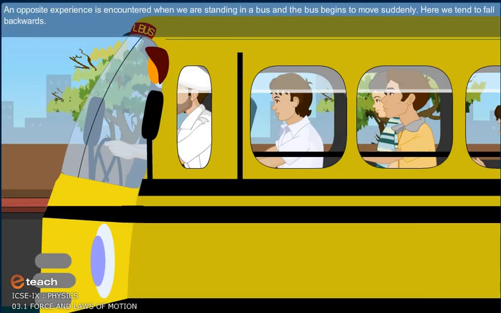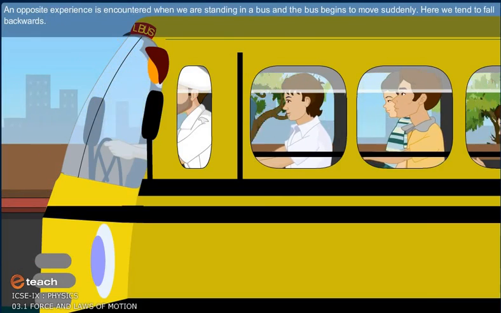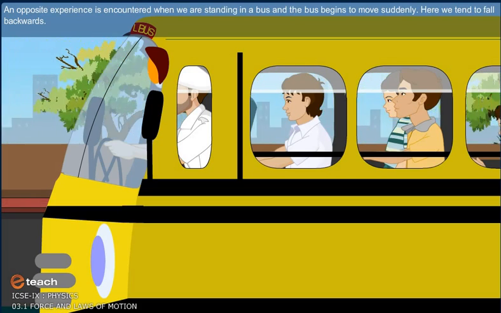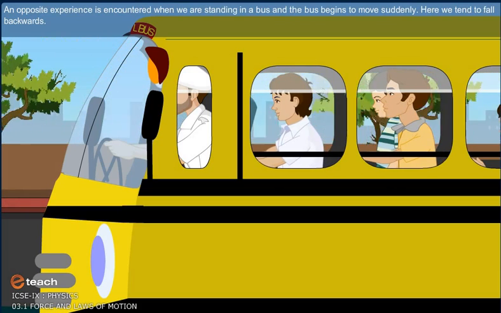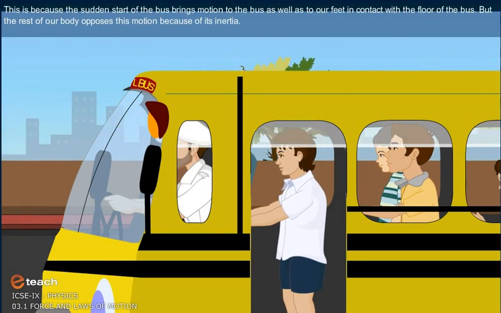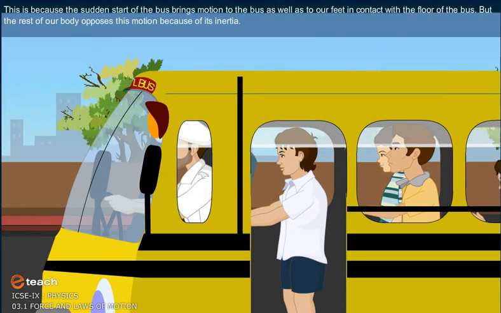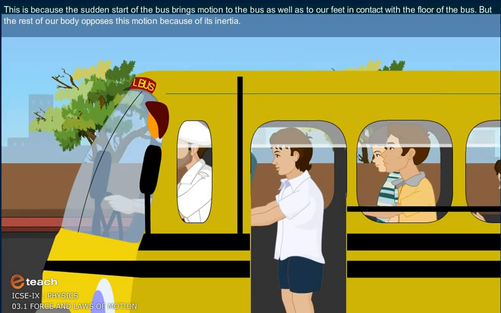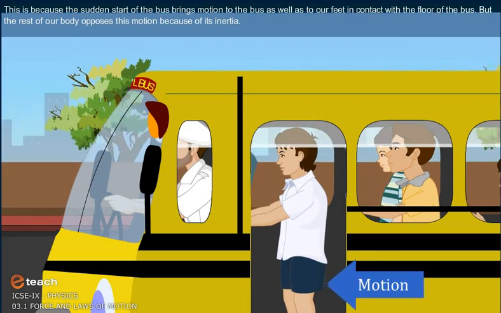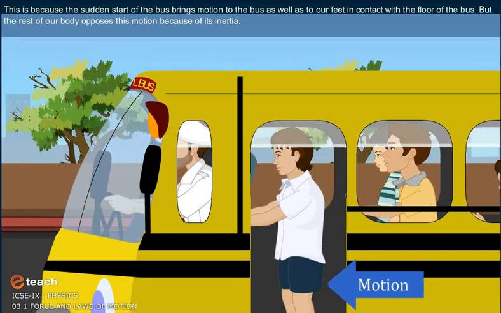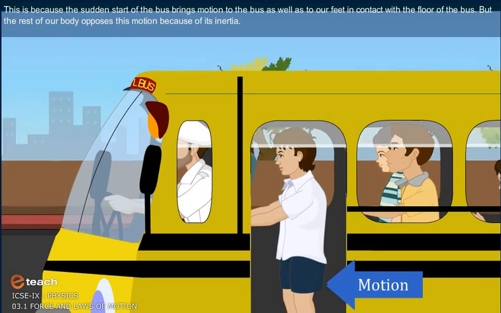An opposite experience is encountered when we are standing in a bus and the bus begins to move suddenly. Now we tend to fall backwards. This is because the sudden start of the bus brings motion to the bus as well as our feet in contact with the floor of the bus. But the rest of our body opposes this motion because of its inertia.